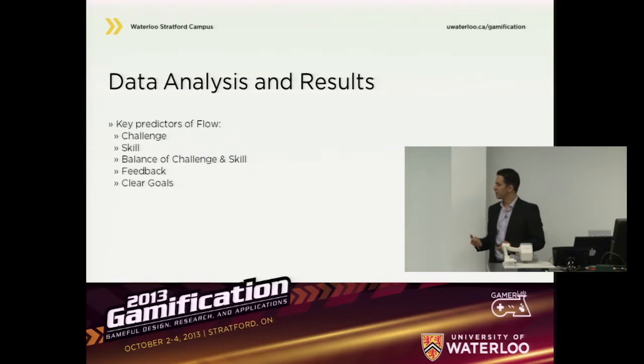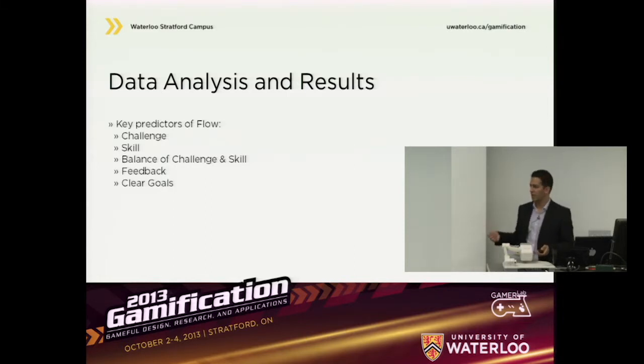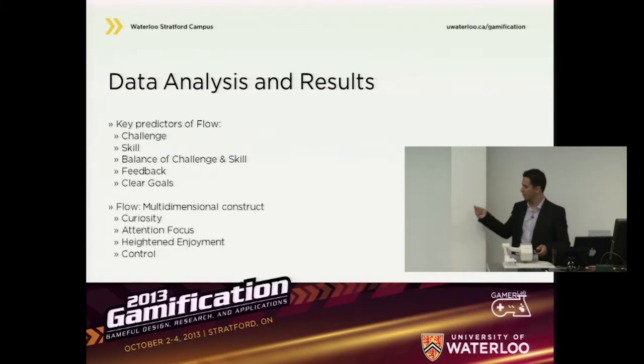And the key predictors of flow, as I mentioned before, are challenge and skill. If you have a balance of challenge and skill, you would expect to be more engaged. Besides that, we tried to measure balance directly. And then we also had feedback and clear goals, because the theory says if you give people feedback and they have clear goals, then it's more probable that they get engaged. And as I said, a multidimensional construct was used for measuring flow. Basically, that represents the engagement.